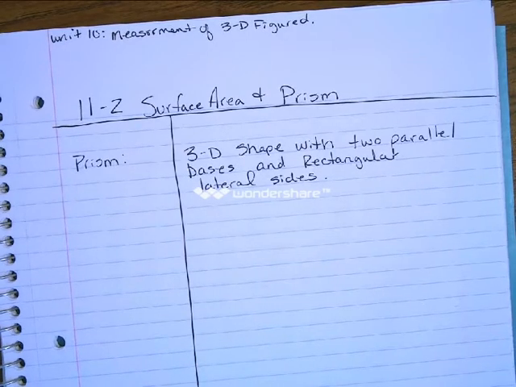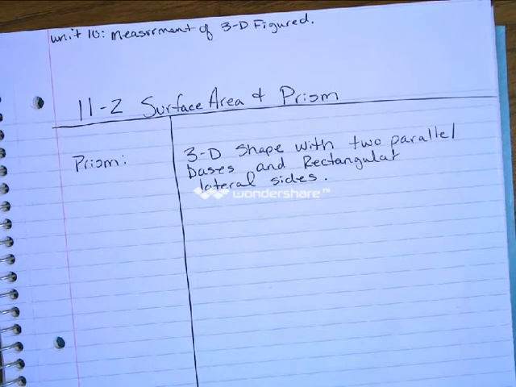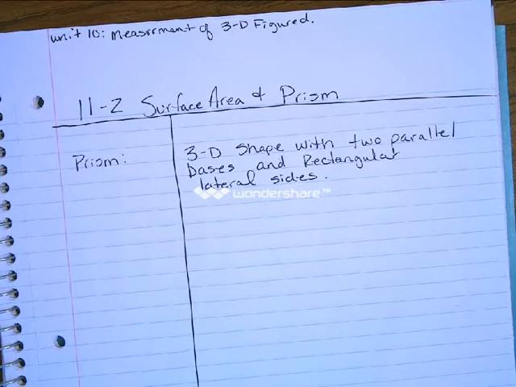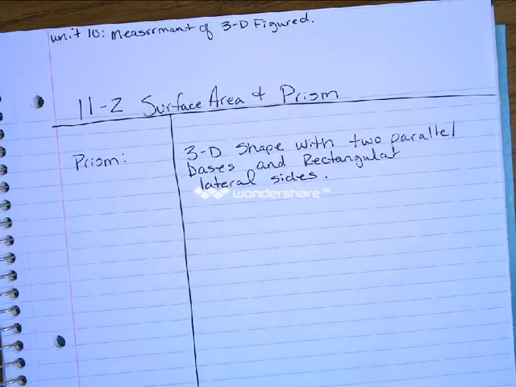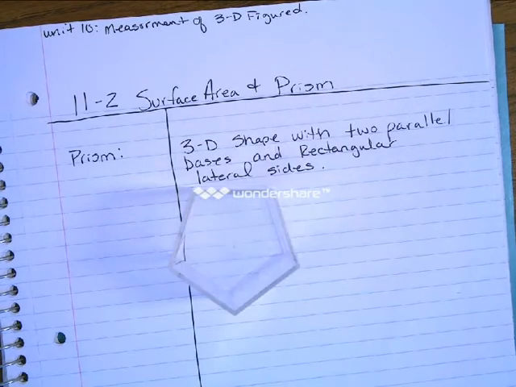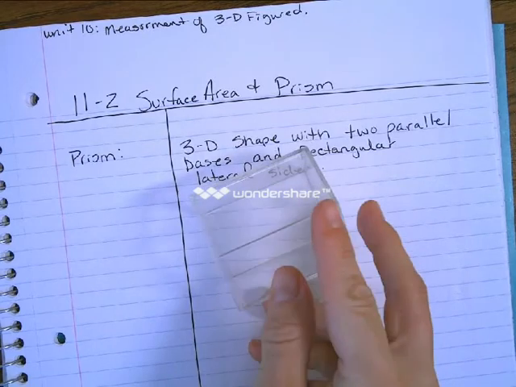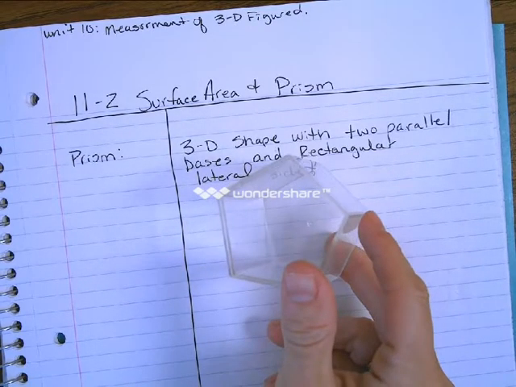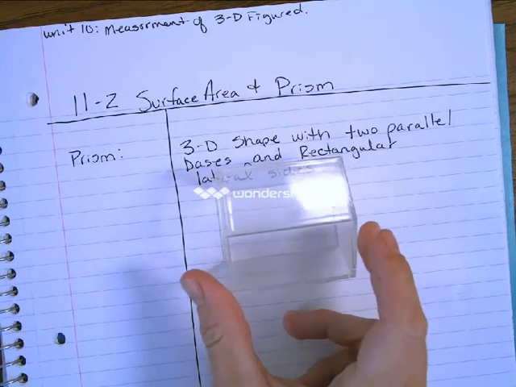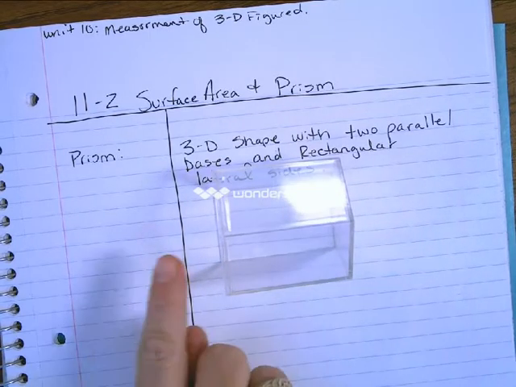Okay, so bases. A base is the shape that kind of makes the prism. So if you had a triangular prism, you would have a triangle on bottom and top. Grab a couple of my examples. Okay, so this would be a pentagonal prism. As you can see, there's a pentagon on top. There's also a pentagon on bottom, and they are parallel. If I lay the shape this way, you can see that that face and that face are parallel.